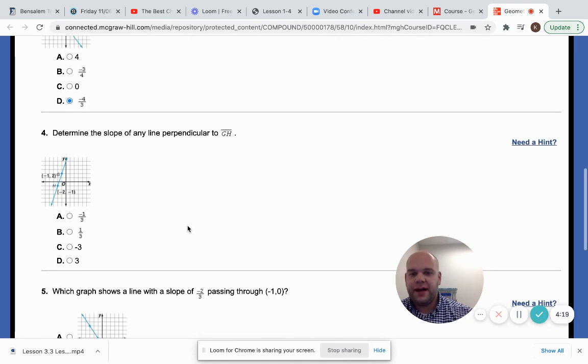All right. Determine the slope of any line perpendicular to GH. Okay. Remember what perpendicular means. If you find the slope of a normal line, and you're trying to find the line that is perpendicular to it, what you want to do is take that slope, take the numbers, and flip them. So if the slope is 3 over 1, you want to flip it to make it 1/3. But you don't just want to stop there. You want to make it a negative.